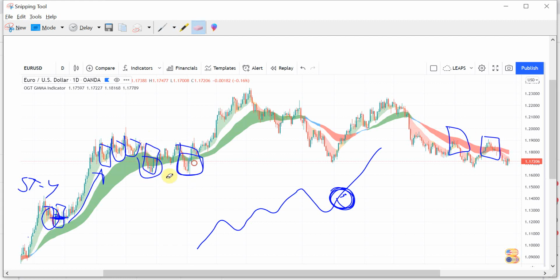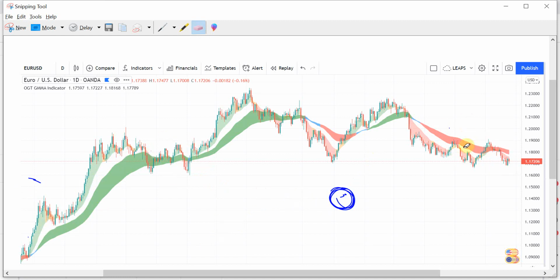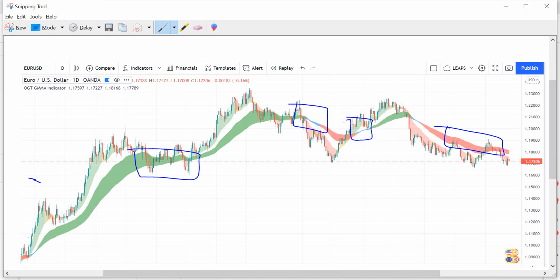Another way you could use this indicator is when price gets into the dark green zone or the dark red zone, and you're still seeing strong trends because the dark green does not change. This example over here is a trend change, where price has gone from green to blue to red, and then back to green, and then back to red again.